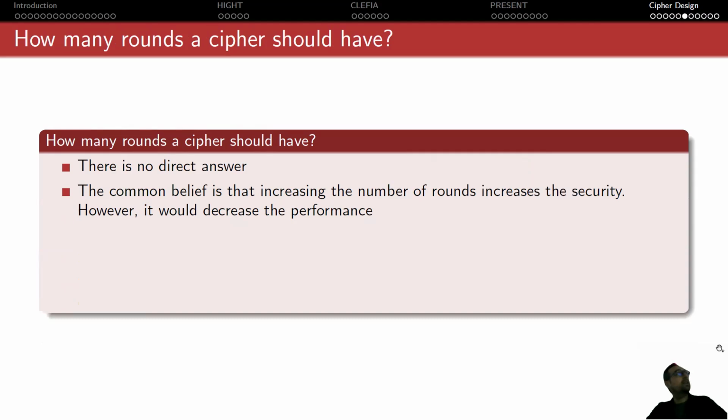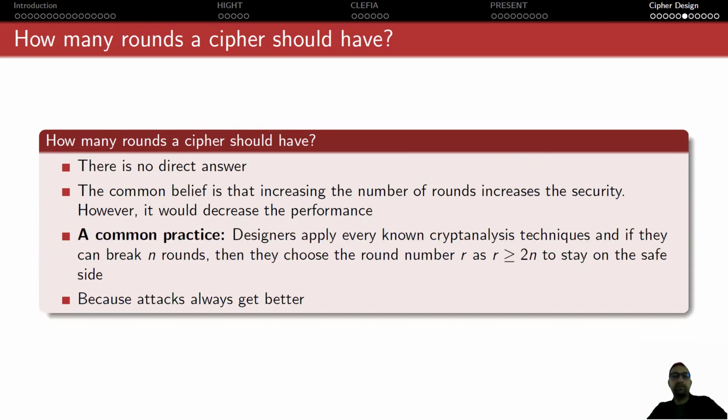So another question that we ask: how many rounds should a cipher have? There's no direct answer. The common belief is that increasing the number of rounds increases the security. However, it will decrease the performance. A common practice is as follows. Designers apply every known cryptanalysis technique, and if they can break n rounds, then they choose the round number R such that R is larger than or equal to 2n to stay on the safe side, because attacks always get better. Okay, this is just a common practice. It is not a scientific solution to the problem.